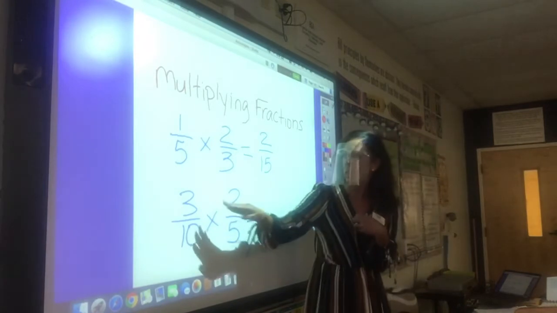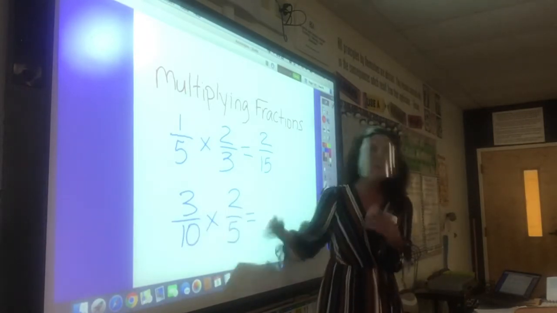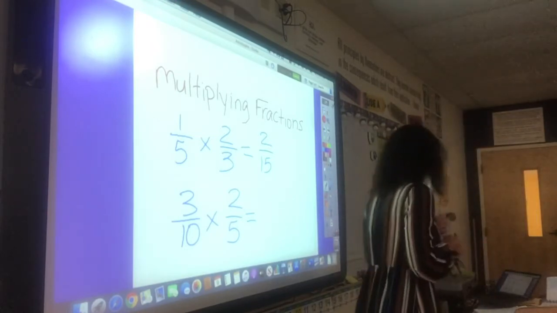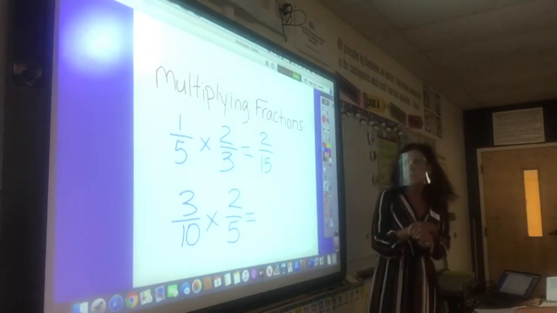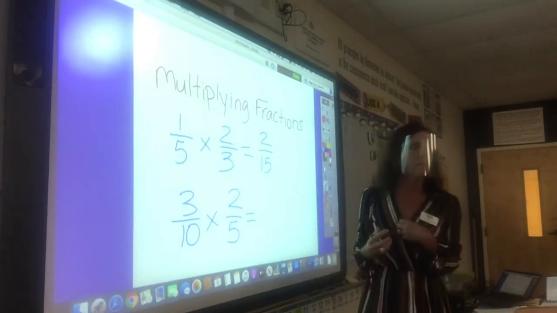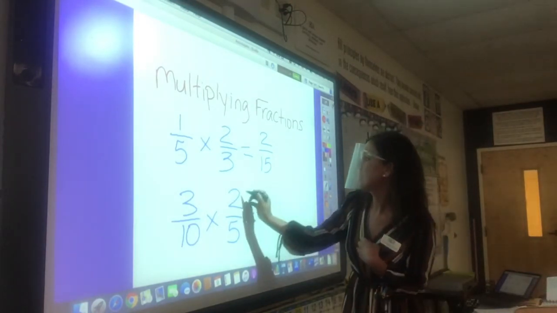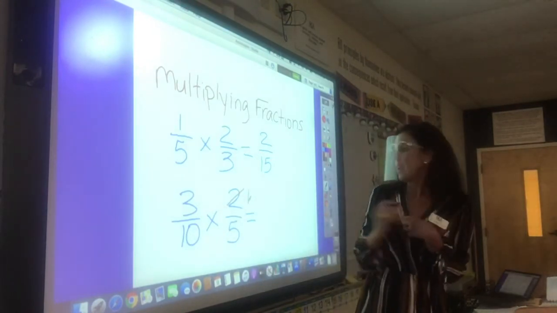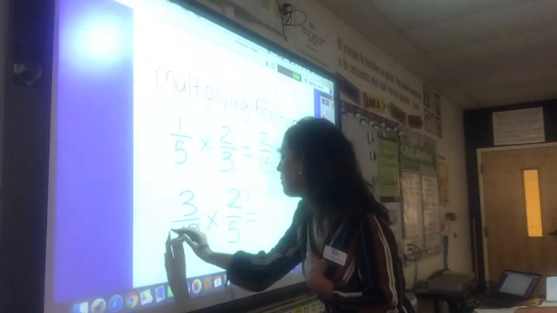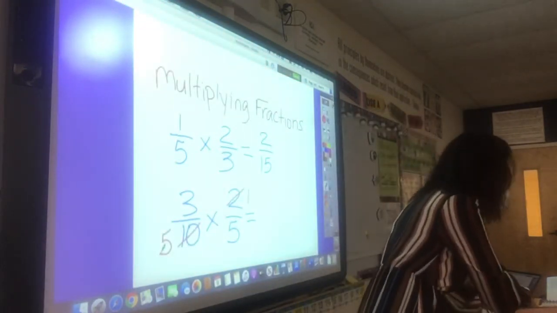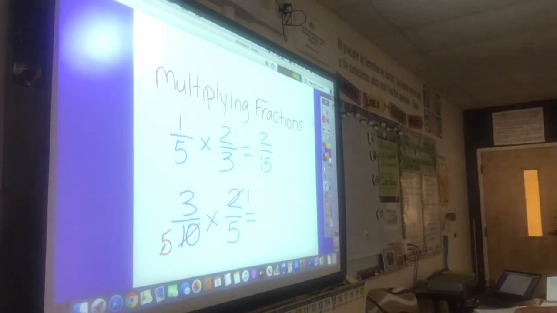So here we're looking at 3 and 5. They don't have anything in common that goes into both of them, but 2 and 10 do have something that goes into both. So what's something that goes into both 2 and into 10, Cannon? 2. So what we're going to say is 2 goes into itself once, so we're going to change that to a 1. And 2 goes into 10 5 times. Okay, this is called canceling. So if you want to write that, you can.